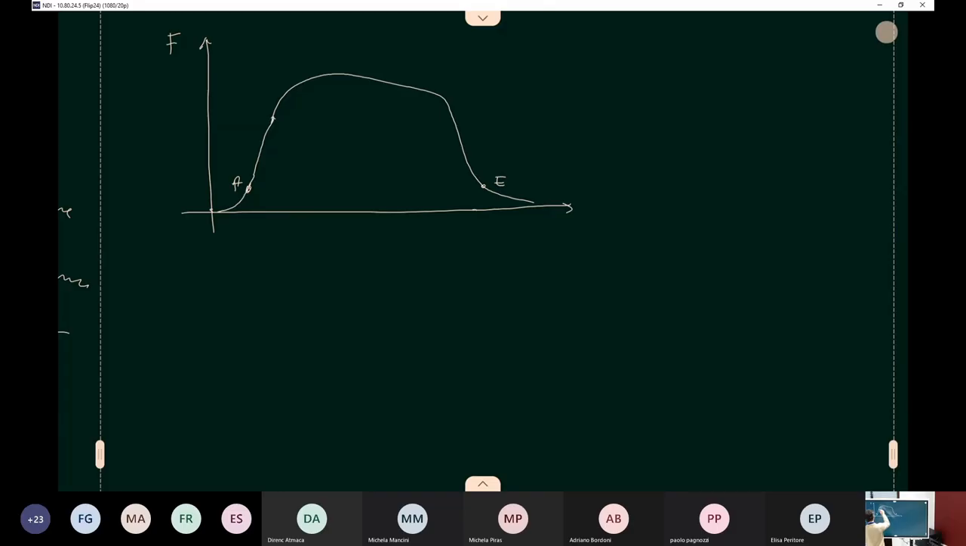Here we can identify several points: A, B, C, D, E. Points A and D correspond to roughly 10% of the maximum pressure. This is the maximum pressure here. Of course, you have thrust on the axis, but we can identify the direct relation between thrust and pressure.